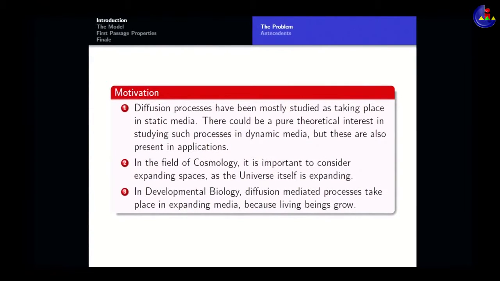So this is a very summarized version of diffusion, which is pretty much well understood in simple, nice, and static domains. But what happens if the domain is dynamic? First of all, why do we want to understand diffusion in a dynamic domain? As always, we can say there is a pure theoretical interest. We understand it in a static domain, so let's move to the dynamic domain and see what happens. But apart from the pure theoretical interest, one can at least cite two applications.